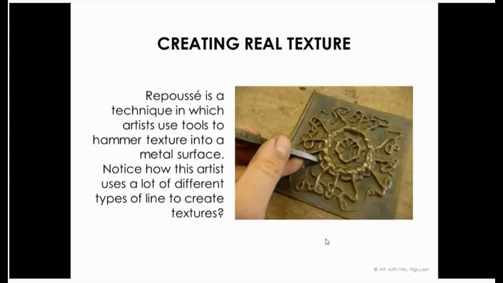Repoussé is a technique in which artists use tools to hammer texture into a metal surface. You can see that here. Artists using this metal tool here. Obviously the hammer isn't pictured, and hammering parts down and then leaving other areas up. So it has almost like a relief sculpture look, just made out of metal.